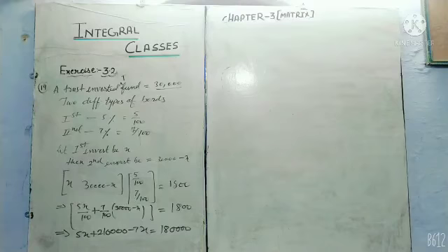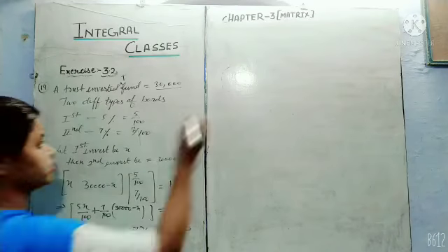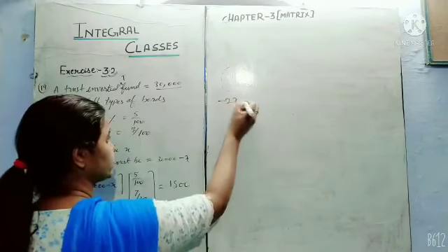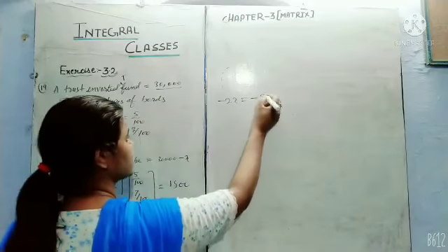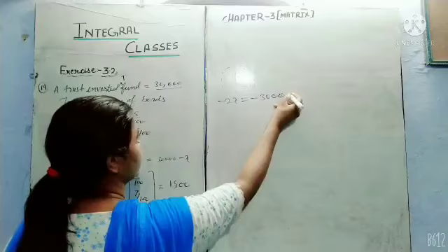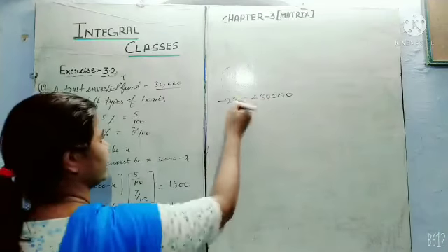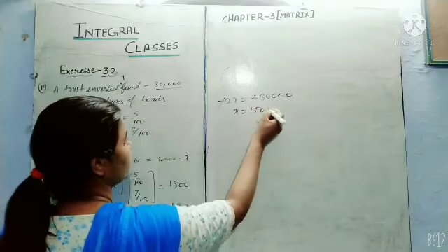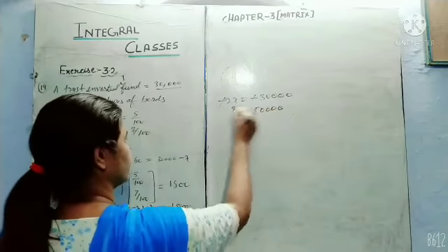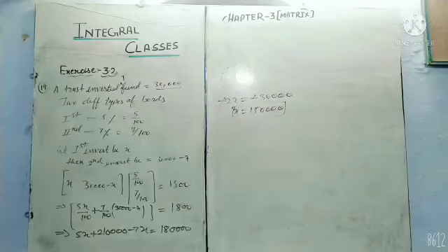Now we will find the value of x. Minus 7x plus 5x is minus 2x, equal to minus 30,000. Then here is x, the minus cancels, x is equal to 15,000. It is the answer of x.